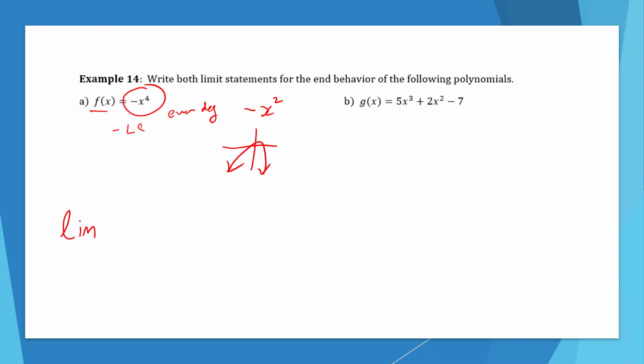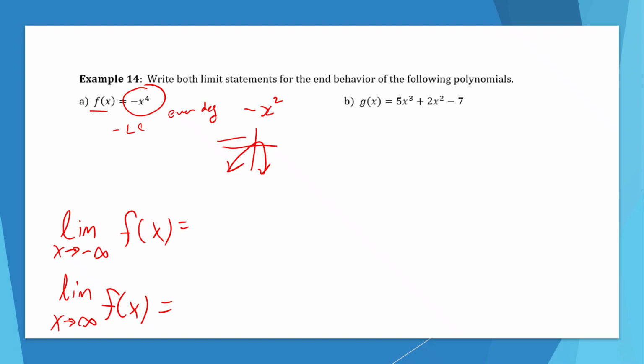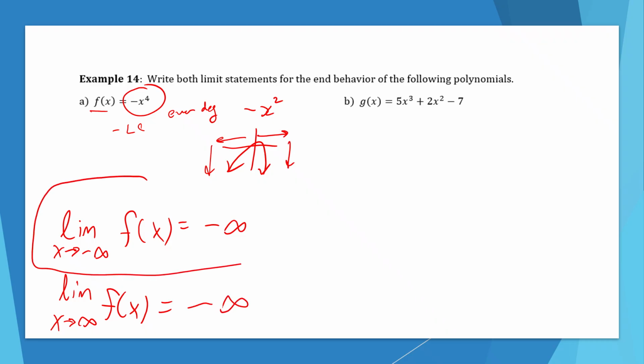So the limit as x approaches negative infinity. And then let's also write the right-hand one as well. The limit as x approaches positive infinity for our function f of x equals, and now here as we go to the left forever, this is going down, so that should be negative infinity. And as we go to the right forever, this is also going down, so this is also negative infinity. So both of these would be our correct limit statements for A.